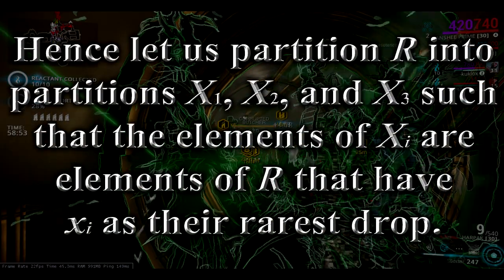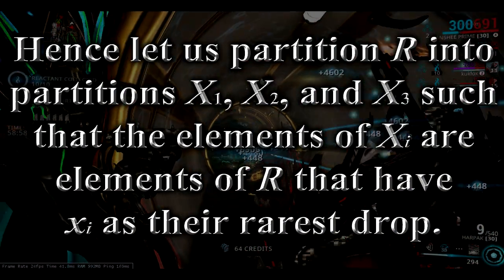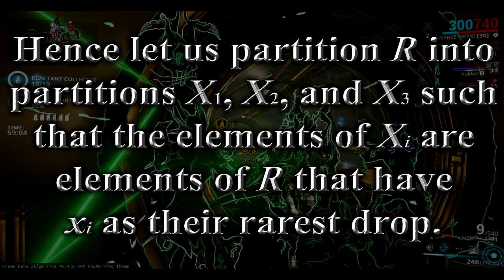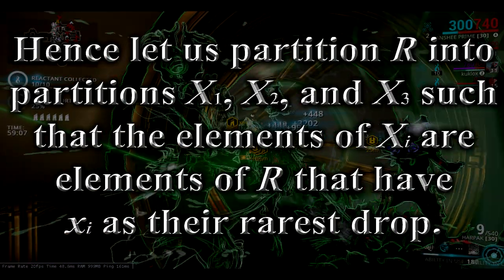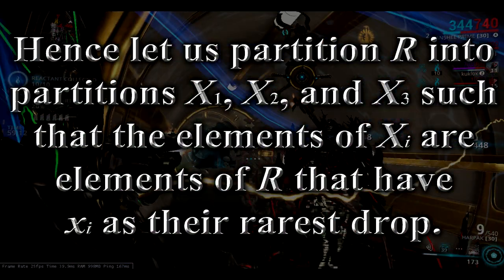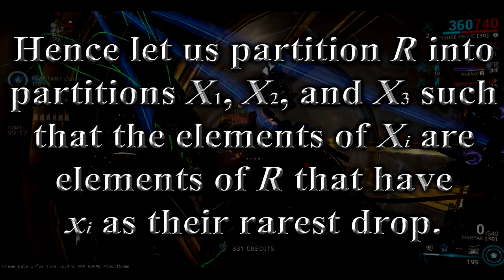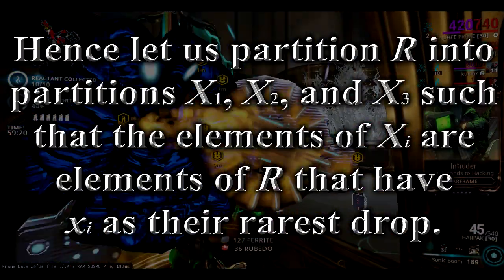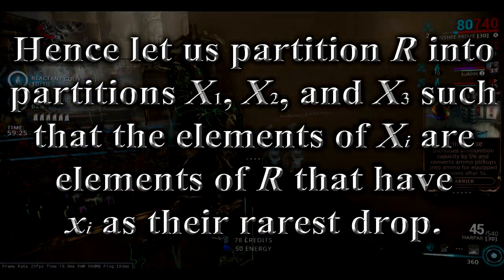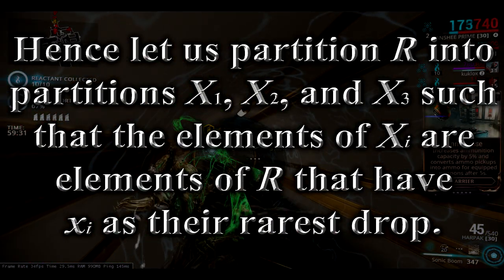Hence, we will partition R into partitions X1, X2 and X3, this time capital X, such that, instead of writing X1, X2 and X3 all the time, we will just write Xi to refer to them all, where the elements of Xi are elements of R that have small xi, as we defined previously, as the rarest drop. So all those multisets we mentioned before, the rarest drop they have is small xi. So we are going to assume here that all the members of the squad are going to pick that rarest drop, as we did in the previous video.